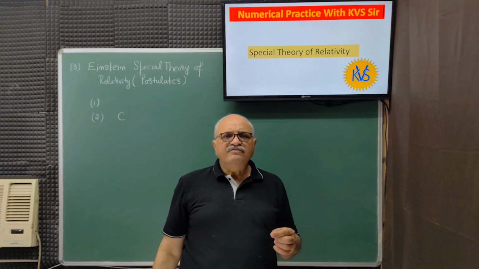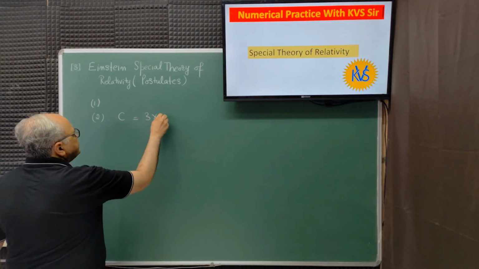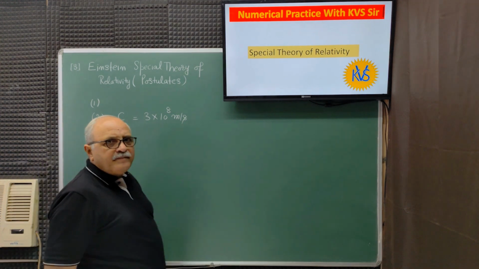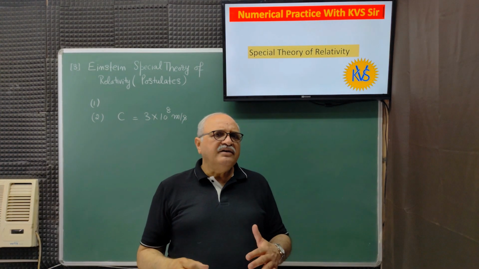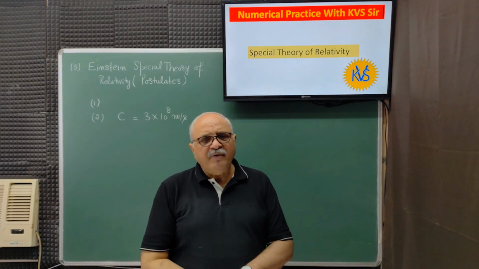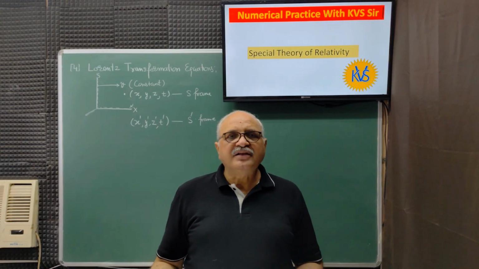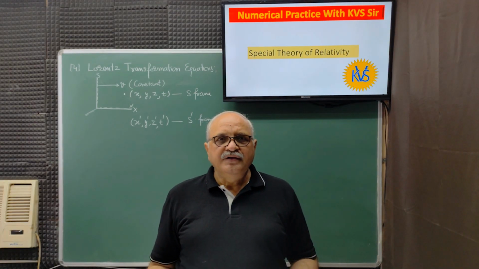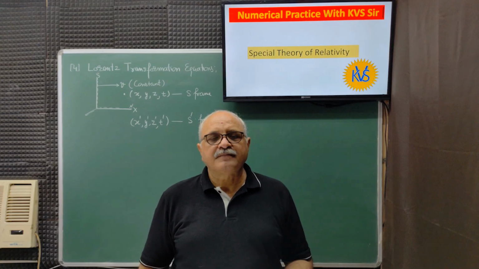So if light travels in vacuum, the velocity is very close to 3 into 10 to the power 8 meters per second. This velocity is always observed to be exactly the same value, whatever the inertial frame of reference may be. So students, as a consequence of the Michelson-Morley experiment, Albert Einstein gave the special theory of relativity with two postulates.